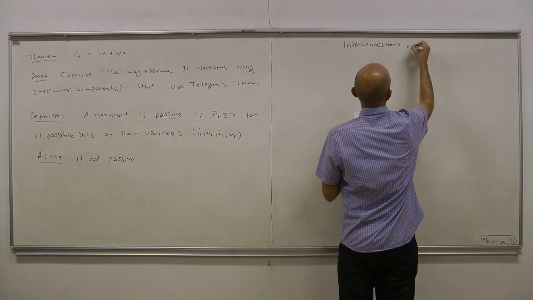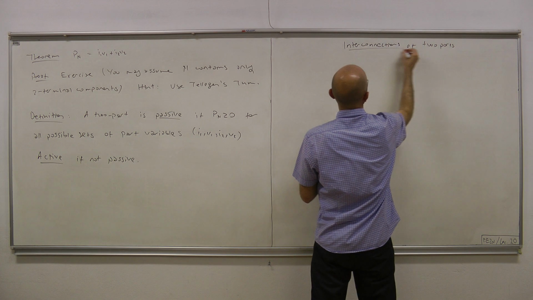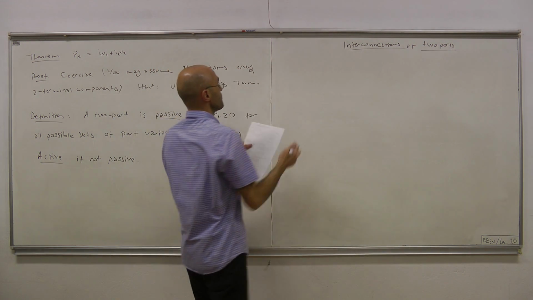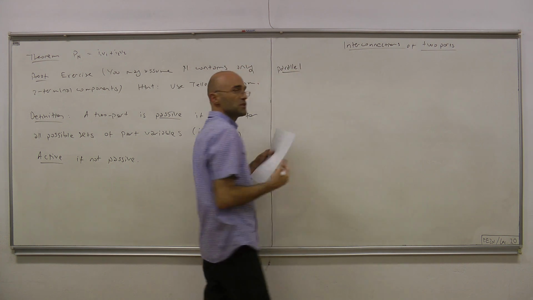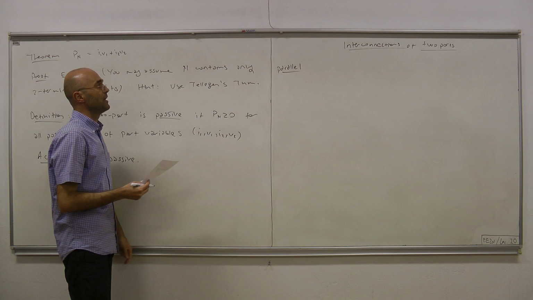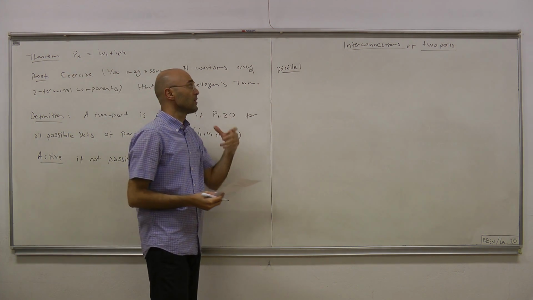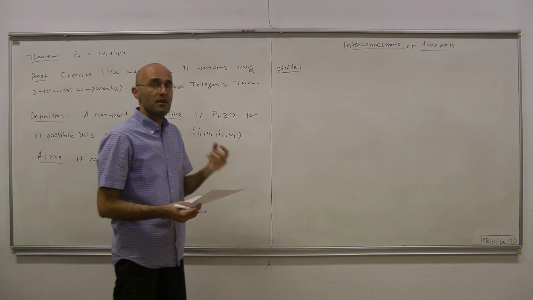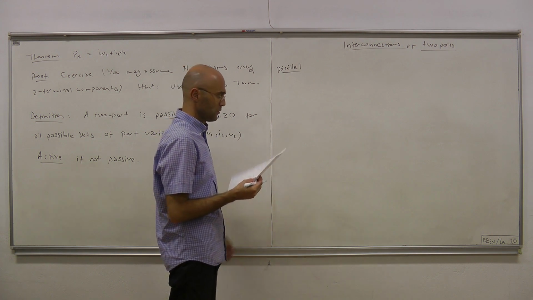Connections of 2 ports. Okay. So we'll see 3 connections: parallel, series, and cascade. And for each of those connections, a particular type of representation is easier to work with than the remaining ones. Okay.